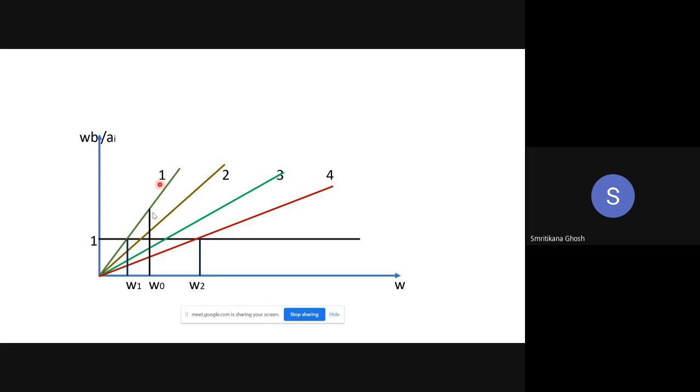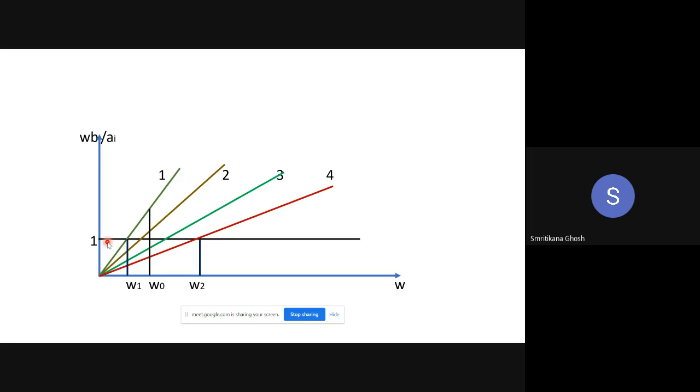But if W is less than W1, say here, then for all the commodities, 1, 2, 3, 4, country B's average cost is less than that of country A. So in terms of cost, country B has comparative advantage over all the commodities. And according to Ricardo, country B should produce all and country A will produce nothing. So there will be no trade.